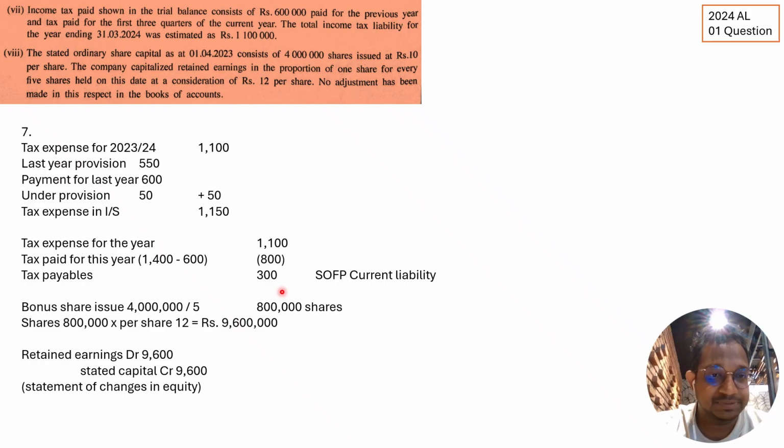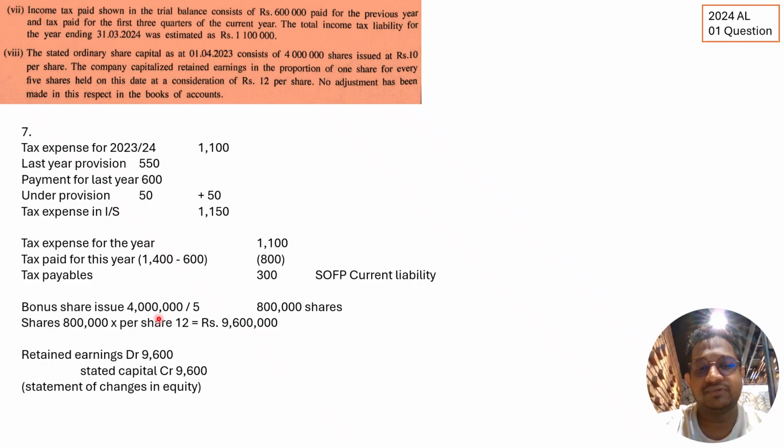The last adjustment here: the stated owner share capital as at 1st of April 2023 consists of 4 million shares issued at 10. The company capitalized retained earnings in the proportion of 1 share for every 5 shares held on this date at the consideration of 12 per share. No adjustment has been made in this respect in the books of accounts.